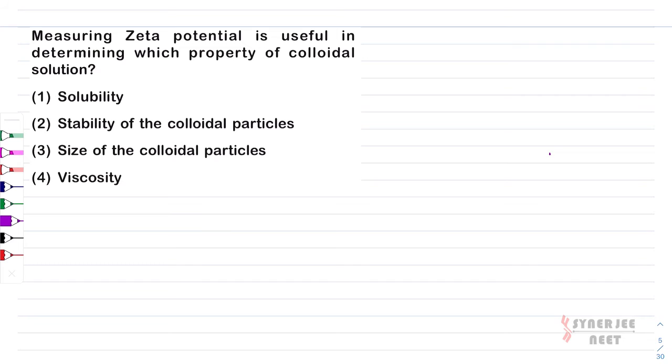In this question, measuring the zeta potential is useful in determining which property of the colloidal solution. Zeta potential is the potential between the fixed layer and the movable layer around the colloidal particle. Now suppose a particle is there, there will be one layer that forms around it due to the adsorption process. One layer will form and attach to it.